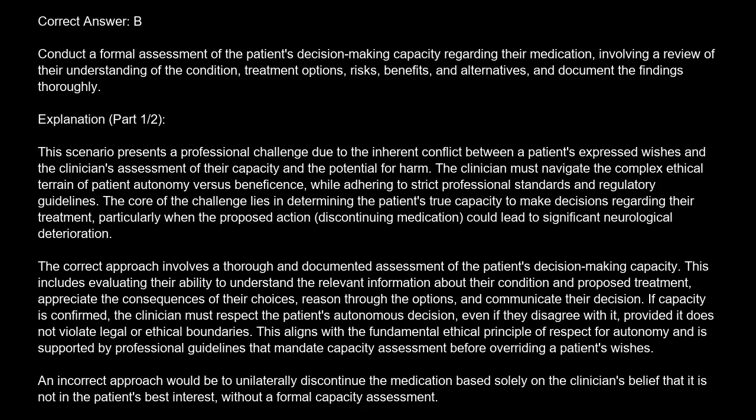The correct approach involves a thorough and documented assessment of the patient's decision-making capacity. This includes evaluating their ability to understand the relevant information about their condition and proposed treatment, appreciate the consequences of their choices, reason through the options, and communicate their decision. If capacity is confirmed, the clinician must respect the patient's autonomous decision, even if they disagree with it, provided it does not violate legal or ethical boundaries. This aligns with the fundamental ethical principle of respect for autonomy and is supported by professional guidelines that mandate capacity assessment before overriding a patient's wishes.